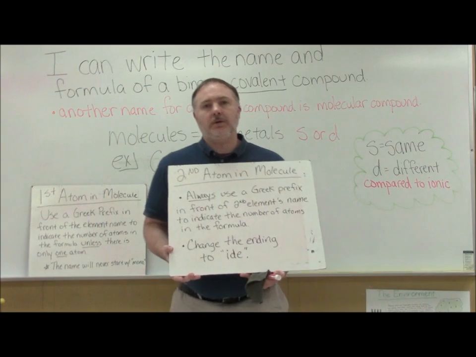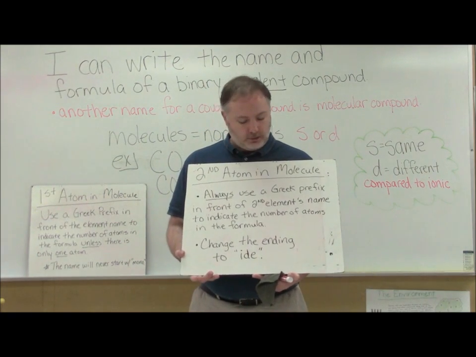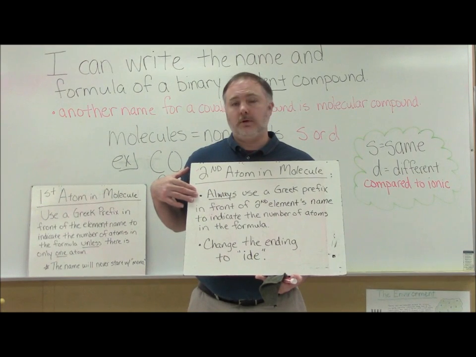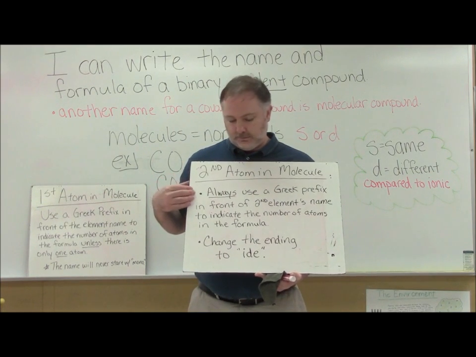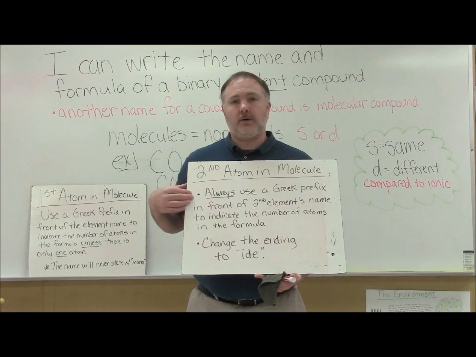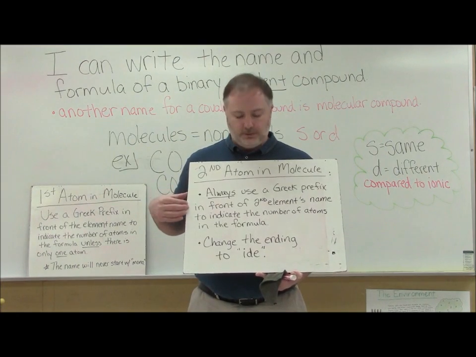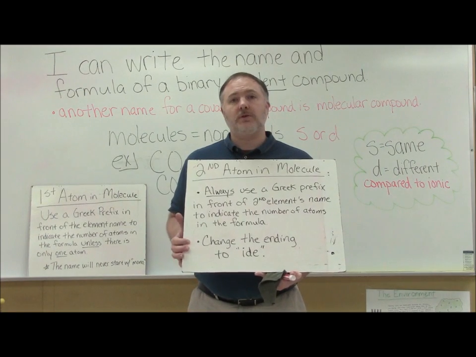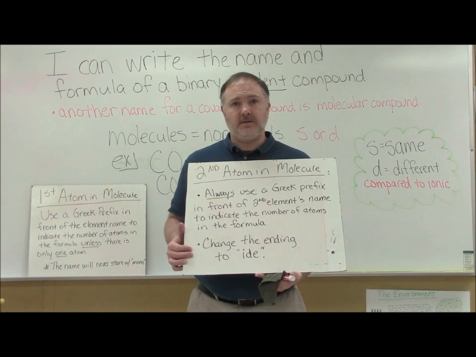Now the rule for naming the second atom in our binary covalent compound is you always use a Greek prefix. No matter how many there are, even if there's only one, we've got to start out with one of the Greek prefixes. And then when we're done, we're going to change the ending to IDE.